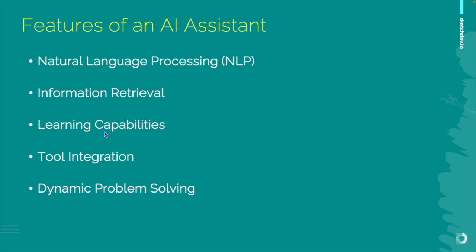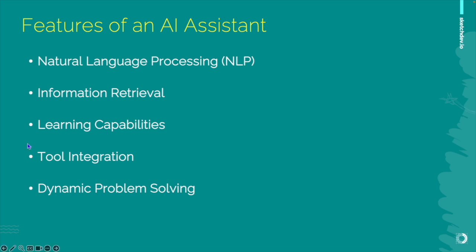Third is learning capabilities. So over time, the AI assistant should learn from interactions and become more personalized and more efficient. Next is tool integration. If you want your AI to do more than just respond with text, you need to integrate it with different tools or APIs so it can perform tasks on your behalf.